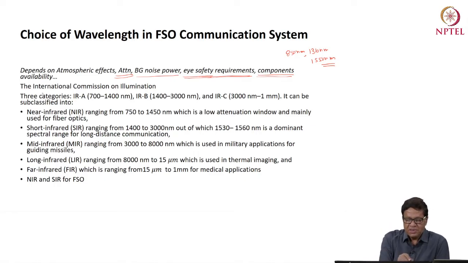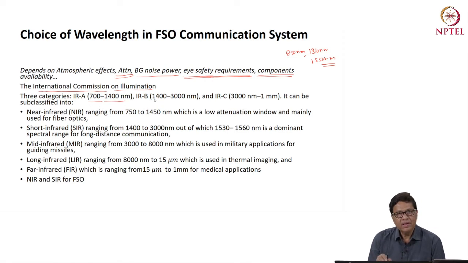The International Commission on Illumination is an international body. They have defined 3 types of band mainly. IRA, which goes from 700 to 1400 nanometer. IRB, which goes from 1400 to 3000 nanometer. And then IRC, which goes from 3000 nanometer to 1 millimeter.